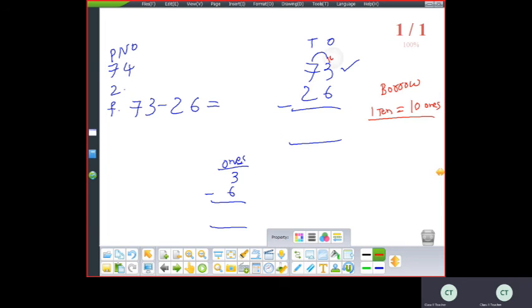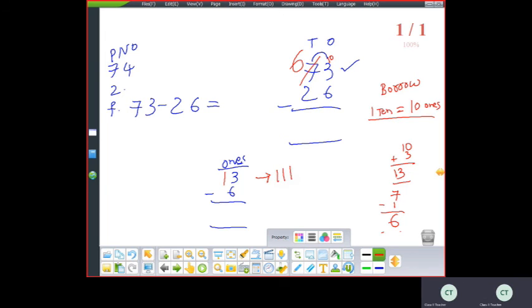We get 10 here. Already 3 is there. 10 plus 3 is 13. From 7 tens, we took 1 ten as borrow. 7 minus 1 is 6. Now subtraction on 13 and 6. We subtract 6 from 13.